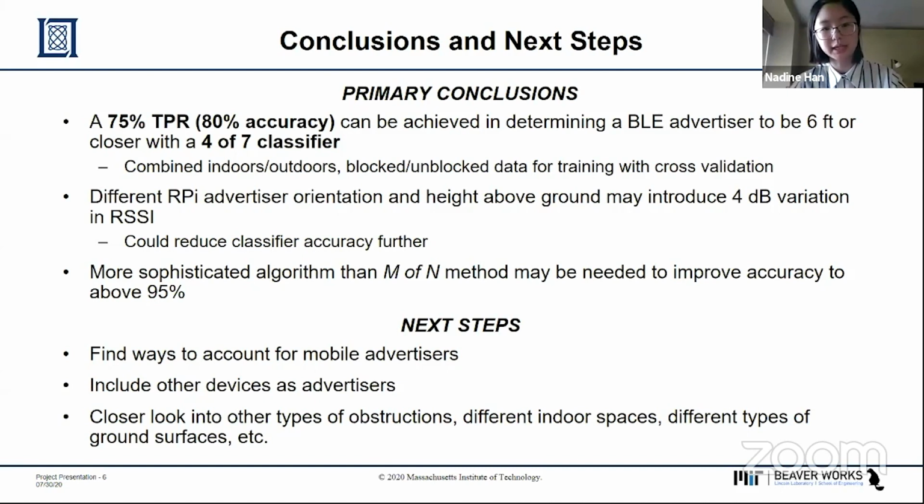Some next steps would be to test other advertisers to find ways to account for the discrepancies between them, and also to look into other types of obstructions, because obviously those will always affect the classifier accuracy as well. So with that, I'm open to any questions.